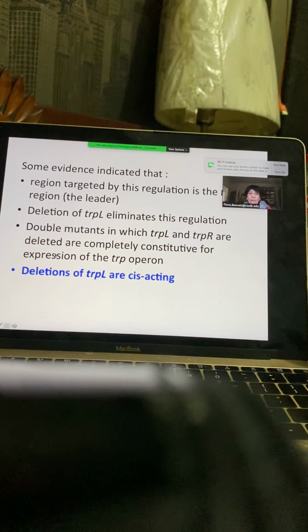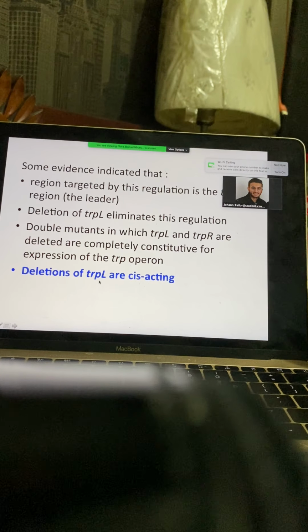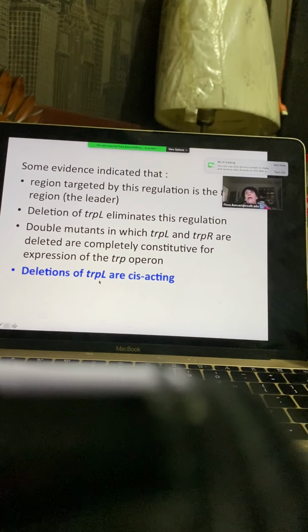Oh, question. Now, deletions of TRP-L, pardon me? Yes, this is Johan. I was wondering if both of these genes need to be knocked out for constitutive expression or just the TRP-L. You are going to see in a moment, but what is the question? Does TRP-L and TRP-R both need to be knocked out for constitutive expression or just one? To have constitutive expression, you have to have both of them. Both of them, okay. Thank you.